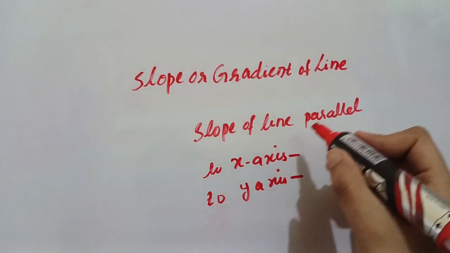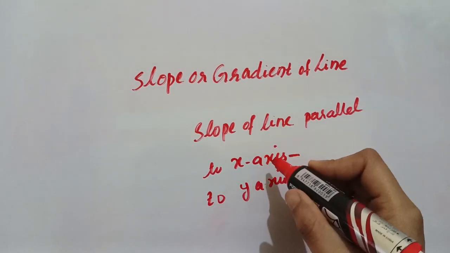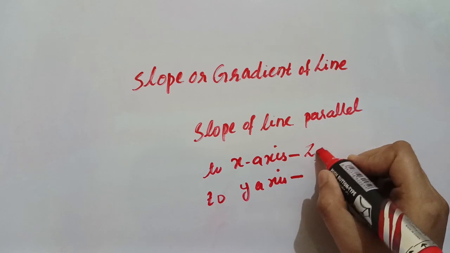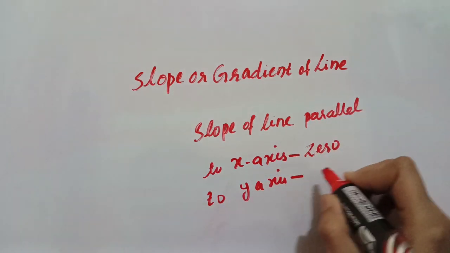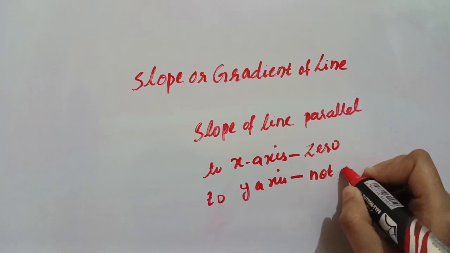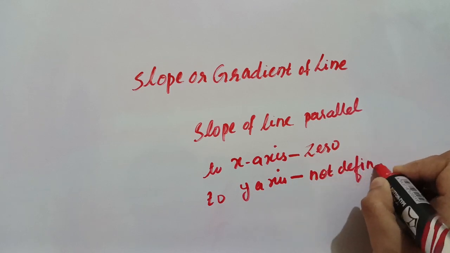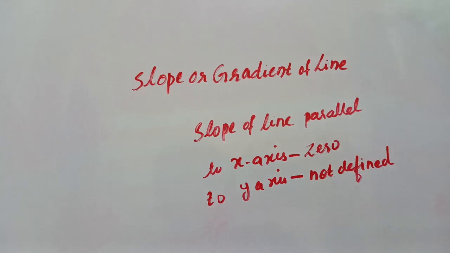Next, the slope of a line parallel to the x-axis is 0, and the slope of a line parallel to the y-axis is not defined. It will be helpful in solving problems.